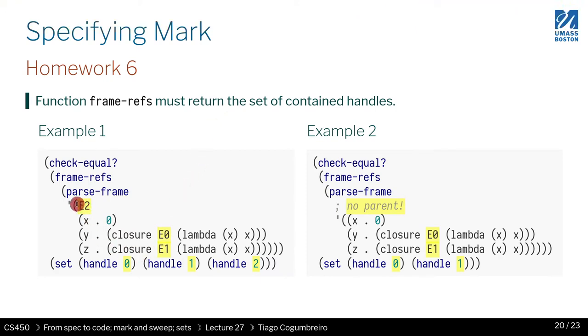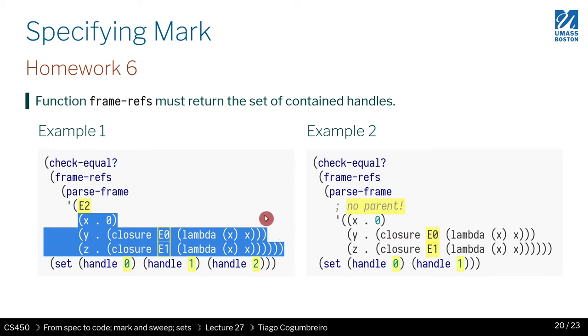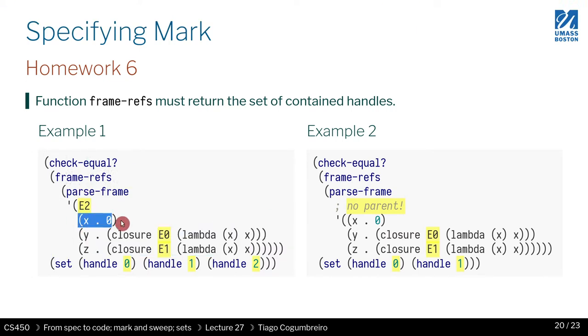So here is an example. You have a frame which tells you the parent and then all the closures. The idea is that you have to go through all the binders, and if it's a closure, you return that value. You return the environment. So for every closure, you have to return that in the set of refs, plus the parent. So the references in the frame are all the handles you can see in them. That is a very quick way of seeing it. So in this case, it would be a set that contains E0, E1, and E2. Whereas frame refs of a parent, in this case, there's only E0 and E1. So that's why you have 0 and 1. You do have to think about the case where the parent is false, which means you don't have a parent.